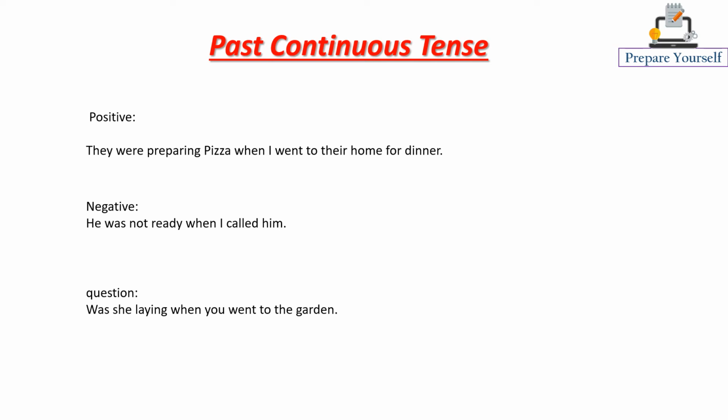Probably there would have been some interruption also, but not mentioned in this sentence. So we can say two parallel actions are happening together. Someone reached home and someone was preparing pizza. Now let's have a look at the negative form.